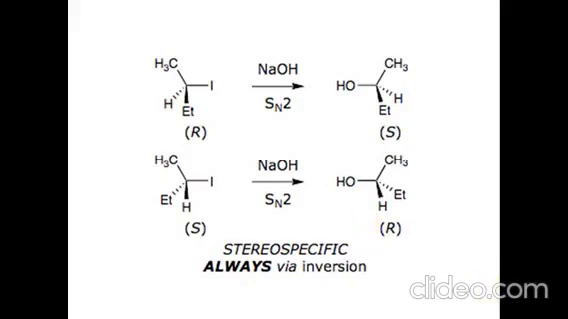So this is stereospecificity. In the case of stereospecific reactions, we don't have any option, and the stereochemistry of the product is always dependent on the stereochemistry of the reactant. So this reaction is stereospecific, and it always proceeds via inversion of configuration.